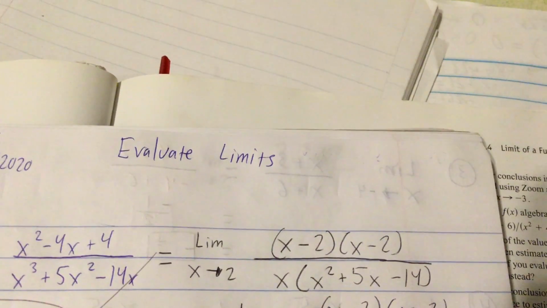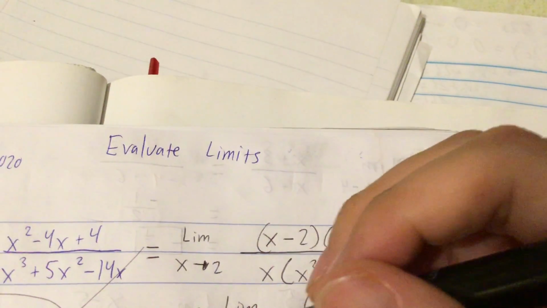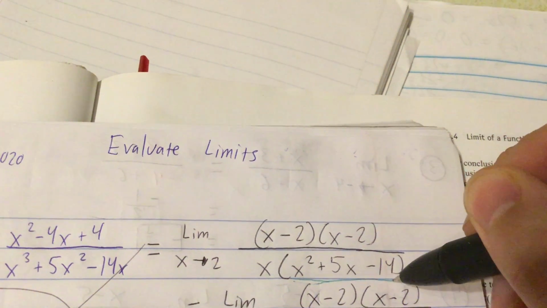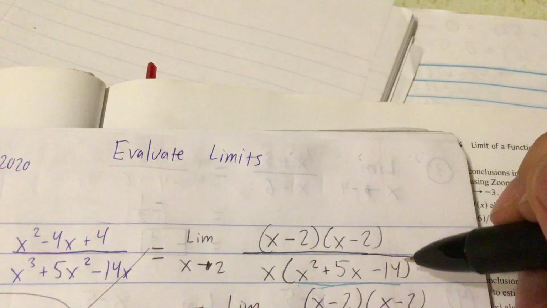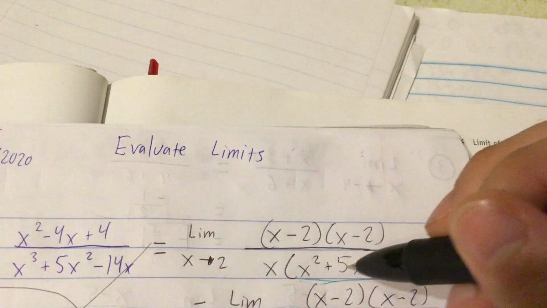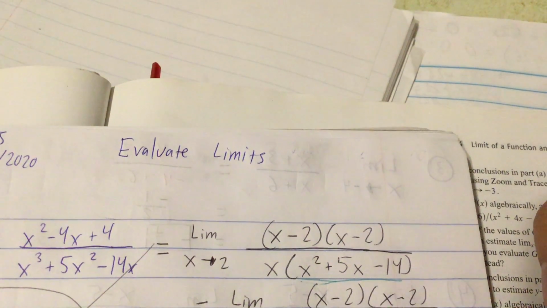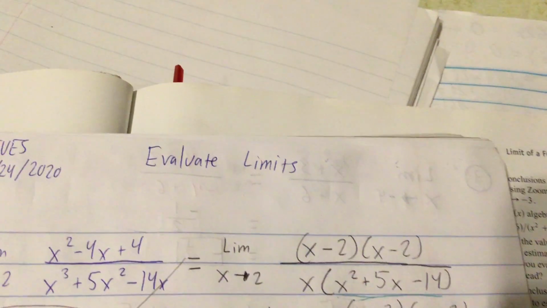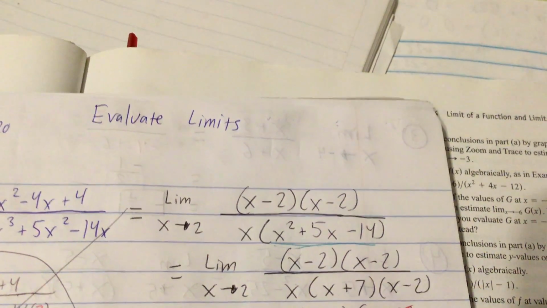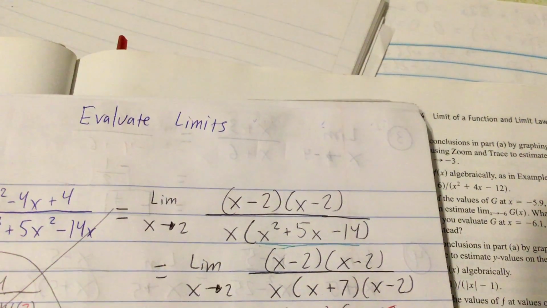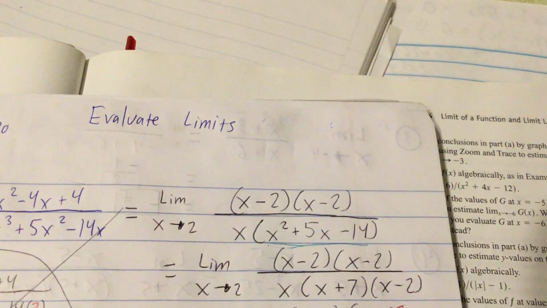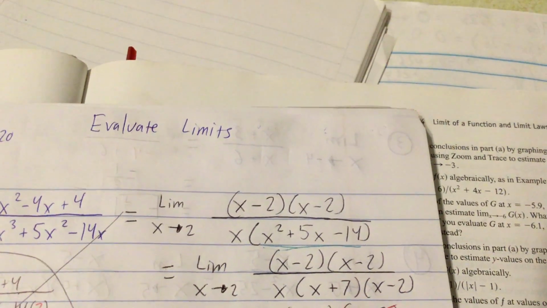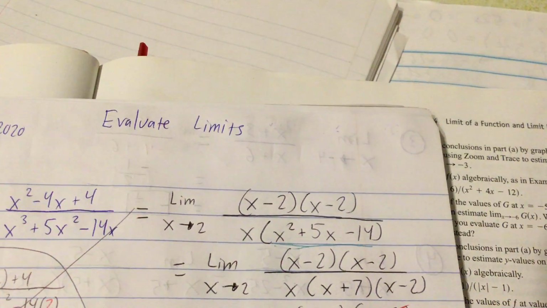No? Okay, well, you notice that I can still continue to factor. Let me get my pen. I'm going to factor out this part over here. Come on, green. There we go. So I can still factor out that part. What two numbers multiply to negative 14 and add to 5? Negative 2, positive 7. So I'm going to break this down even more by making this become the limit as x approaches 2 of x minus 2 times x minus 2 over x times x plus 7 times x minus 2. So is there anything that cancels out?